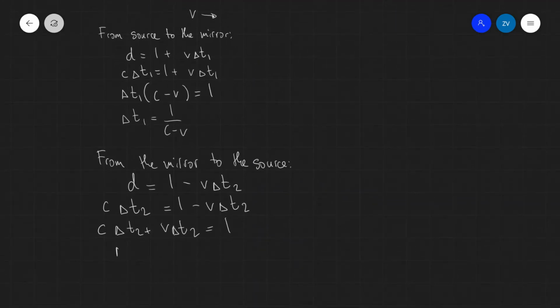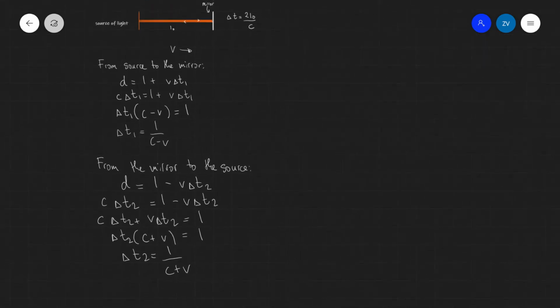And let's factorize delta t2, (c + v) in brackets, is equal to L. And now we have an expression for delta t2, which is of course equal to L over (c + v). So now we really have some expressions for the time that it takes, in our frame of reference that is moving, for the light to get from the source to the mirror and then back.